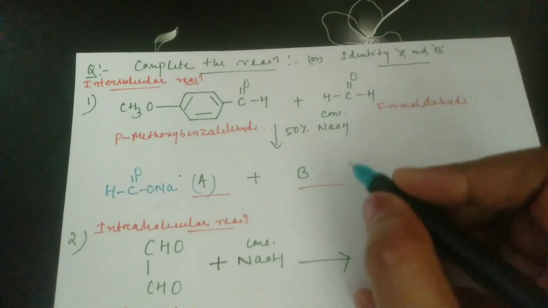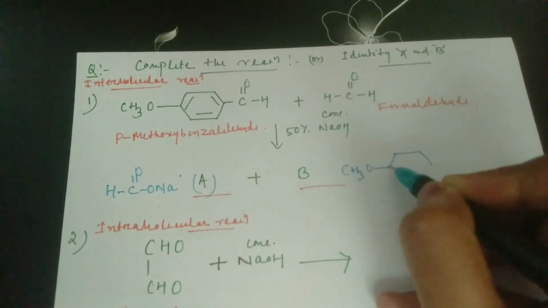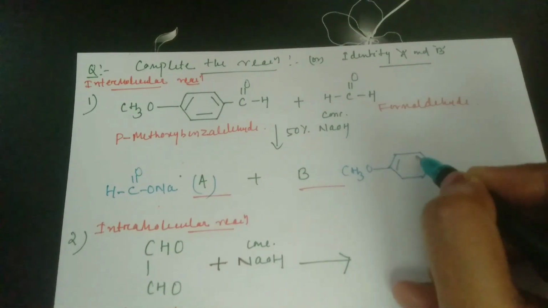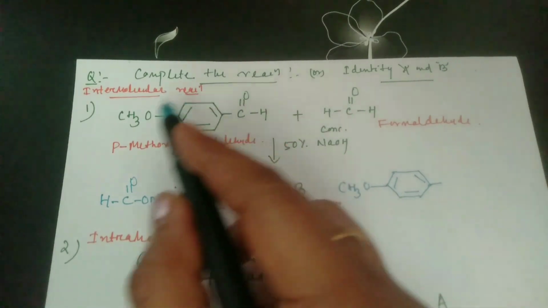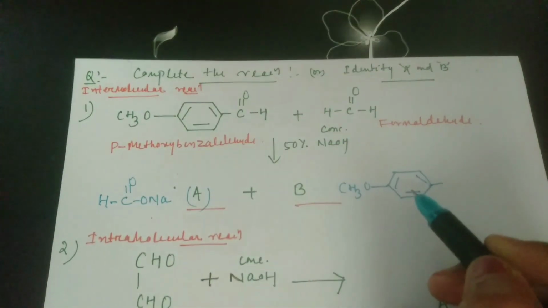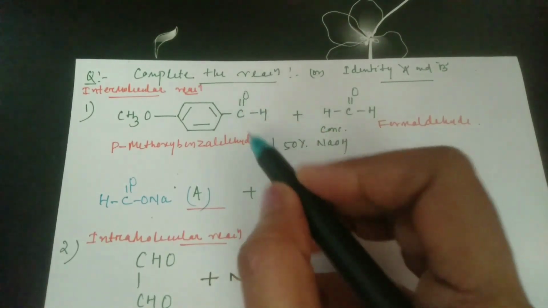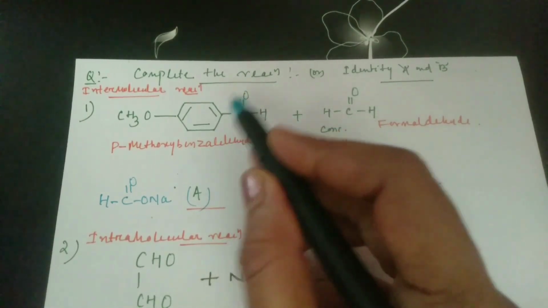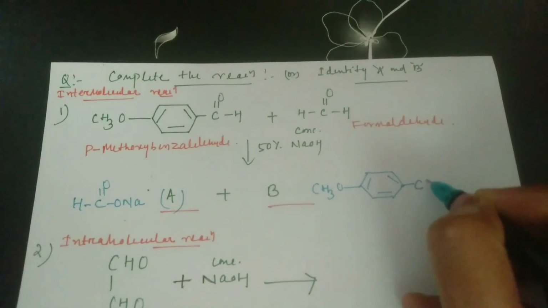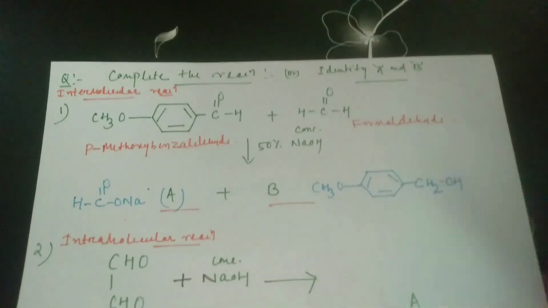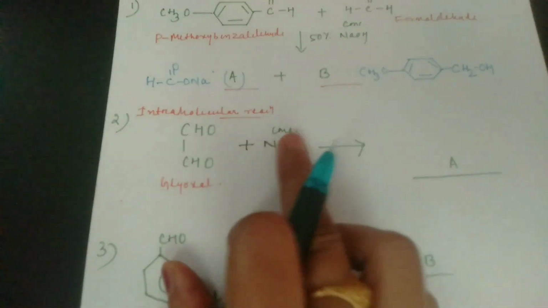Reduction means, how will I write this compound? CH3O. See, this compound, this whole part will remain the same. Only the aldehyde will undergo reduction, meaning addition of hydrogen takes place here and here. That means it will convert into CH2OH. Only CHO will convert into CH2OH. The rest of the portion is the same. Okay, so that means this is your CH2OH. Okay, simple.